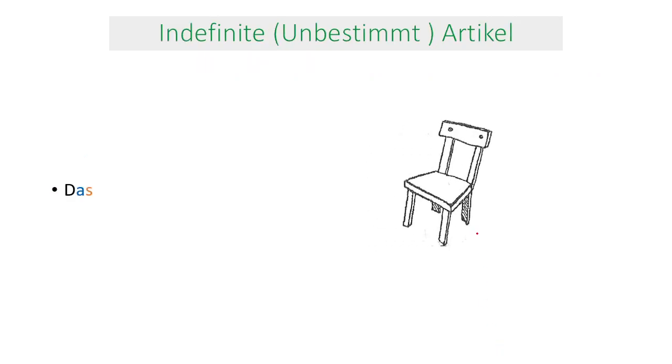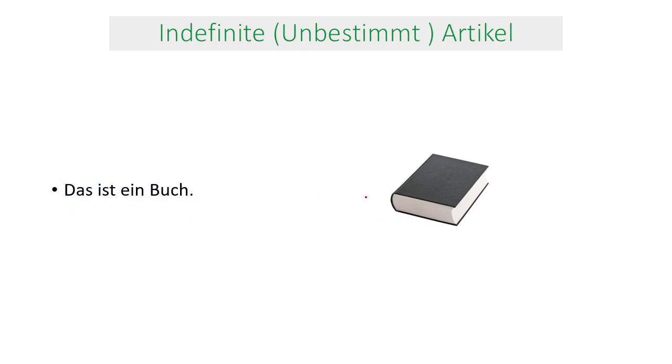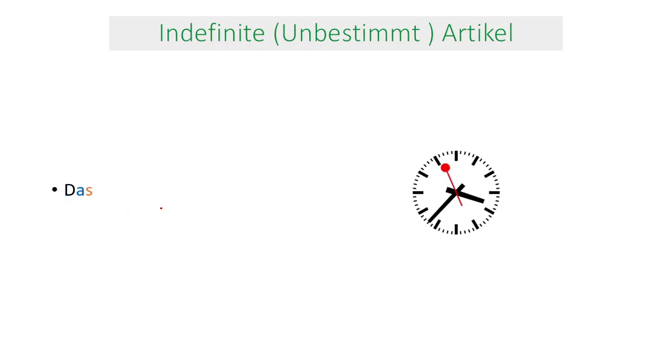Let's see an example. Das ist ein Stuhl. Das ist means this is. Stuhl is masculine, so I put ein. This is a chair. Buch is neutral, das ist ein Buch. Ein, this is a book. Feminine, das ist eine Uhr. Feminine is eine. This is a clock.